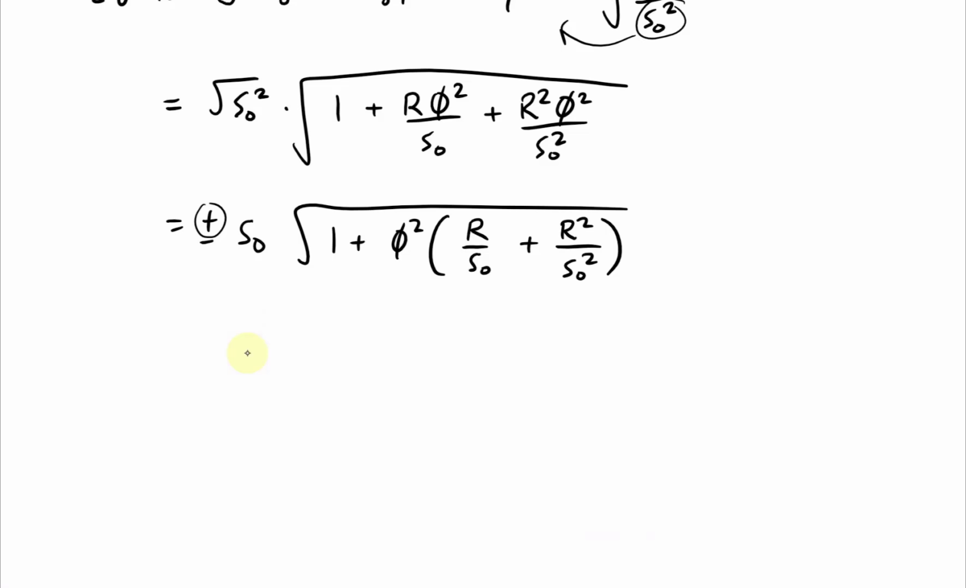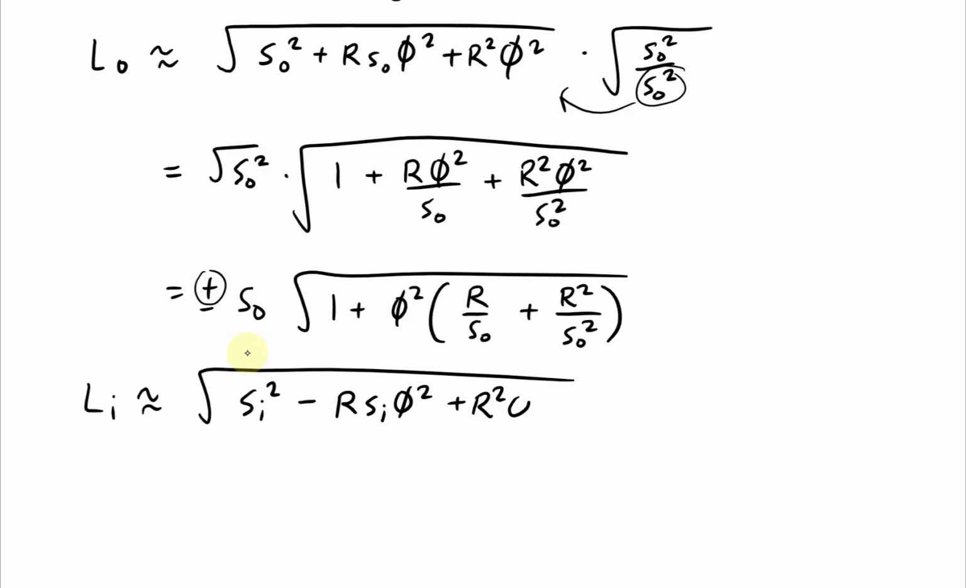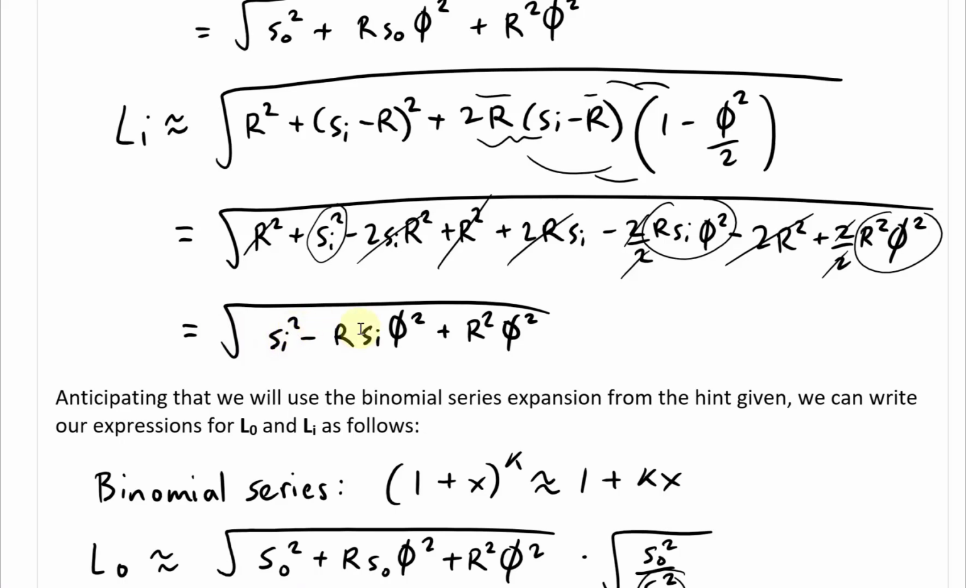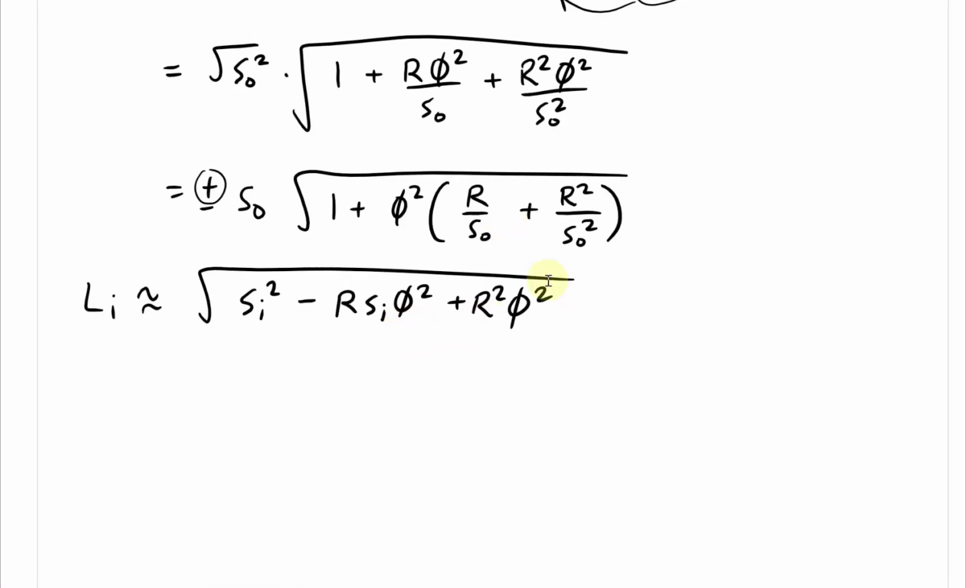And now the next one is going to be our Li. So Li is approximately equal to the approximation we had earlier, the square root of si squared minus R si phi squared plus R squared phi squared. Like that. Alright, so we have this one right here. We can double check. That's si squared minus R si phi squared plus R squared phi squared.